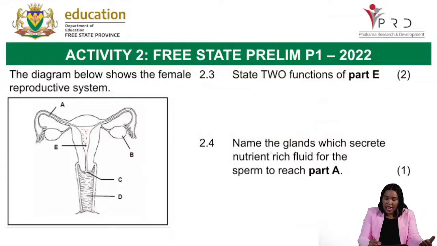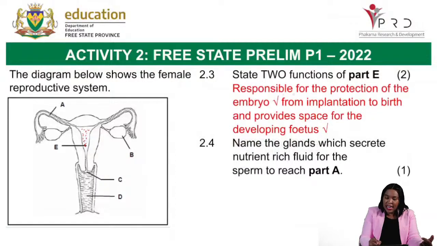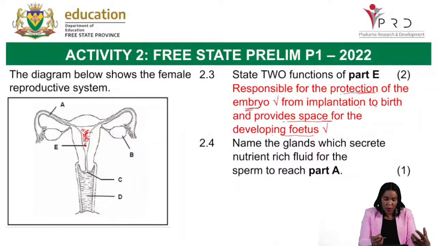And then 2.4, name the gland which secretes nutrient-rich fluid for the sperm to reach part A. So which gland is that? You're going to name the gland. So let us go back to the functions of part E. What is the function of the uterus? The uterus is responsible for the protection of the embryo. Remember, the embryo is going to attach here on the uterus, from implantation to birth. And it also provides space for the developing fetus. So the fetus is going to grow from this uterus, the womb, what you know as the womb. This is where the fetus is going to grow. So it provides space for that growing fetus.